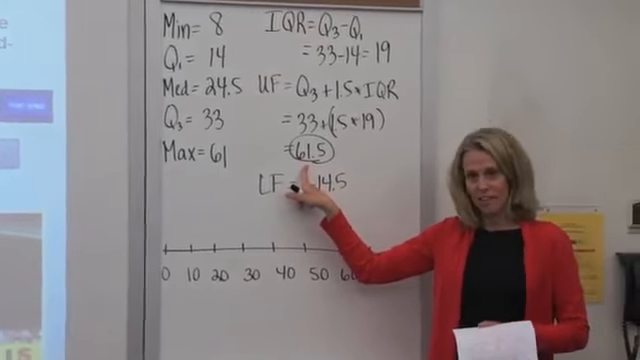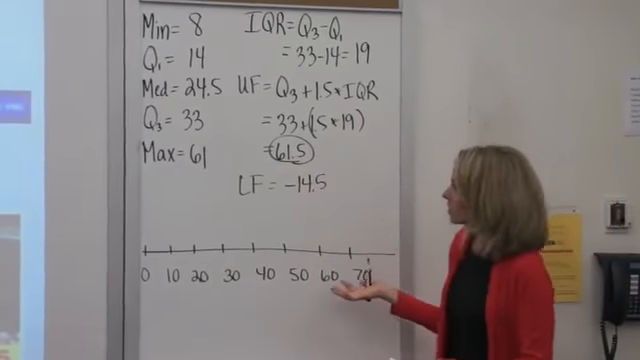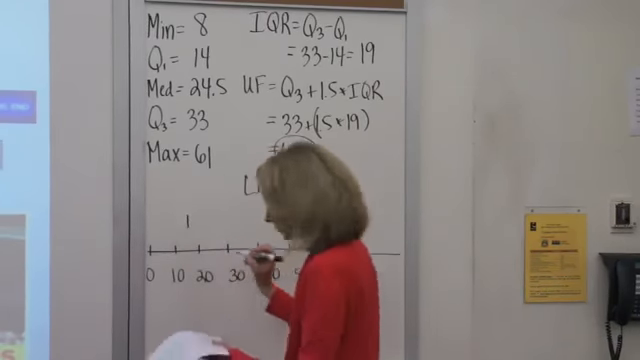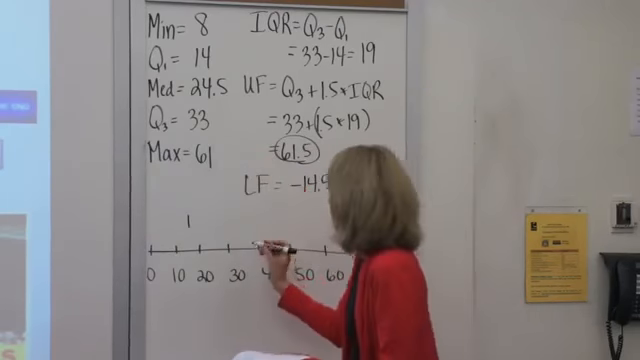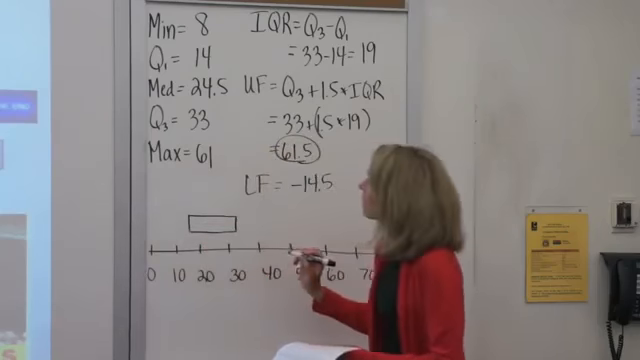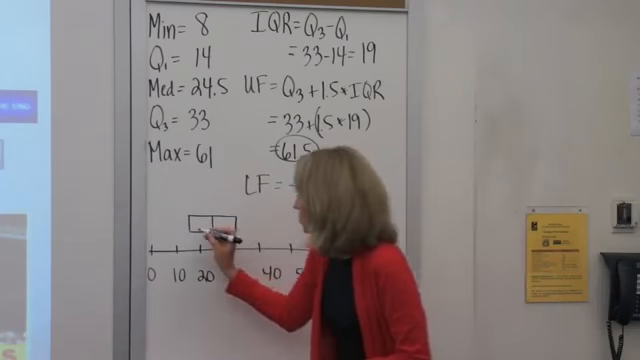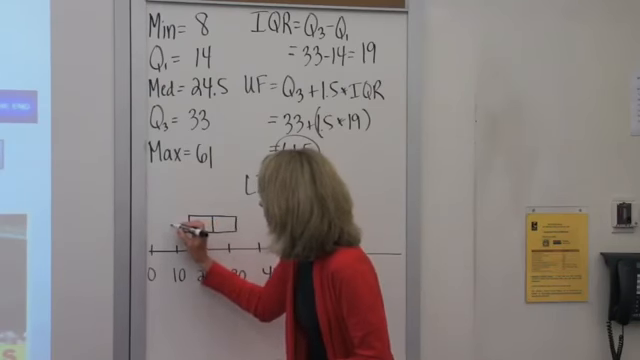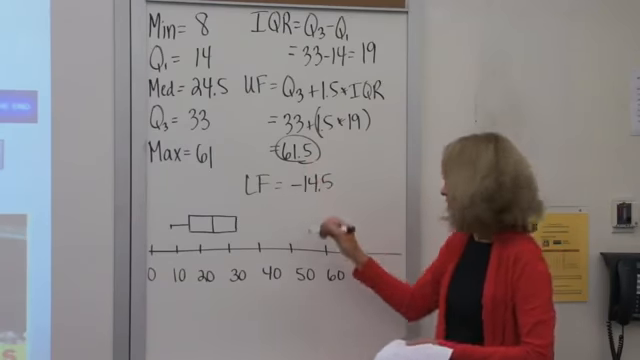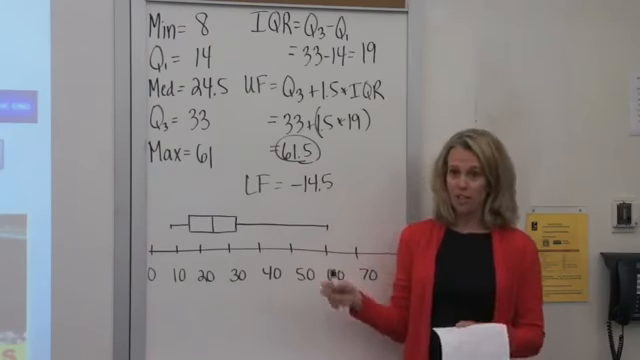Ironically, 61 then is not an outlier. 61 home runs is not more than 61.5. And so the box plot for this, we'd start at Q1 at 14. We'd draw a box that would go up to 33. The median is 24.5. The smallest observation is 8, and it's not an outlier. And the largest observation is 61, and technically not an outlier. So this is what the box plot would look like.